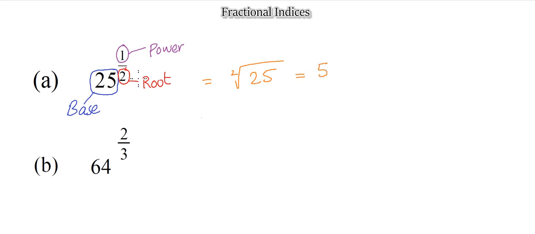Once I've dealt with my bottom number, I've rooted it, then I'm going to give it the power of the top number. So I've got my 5 as the answer. Now I'm going to power it by the numerator, the top number. That's 1. So to the power of 1. And that gives me 5 to the power of 1, just 5.